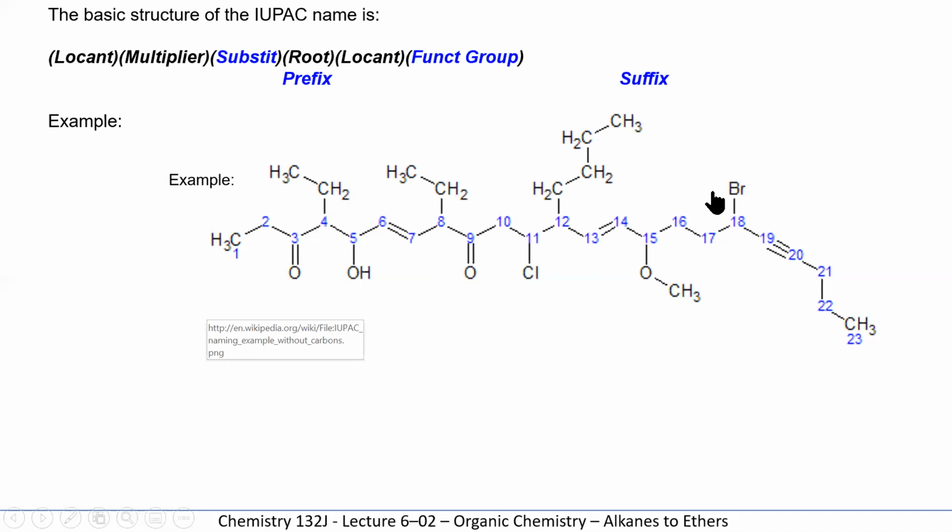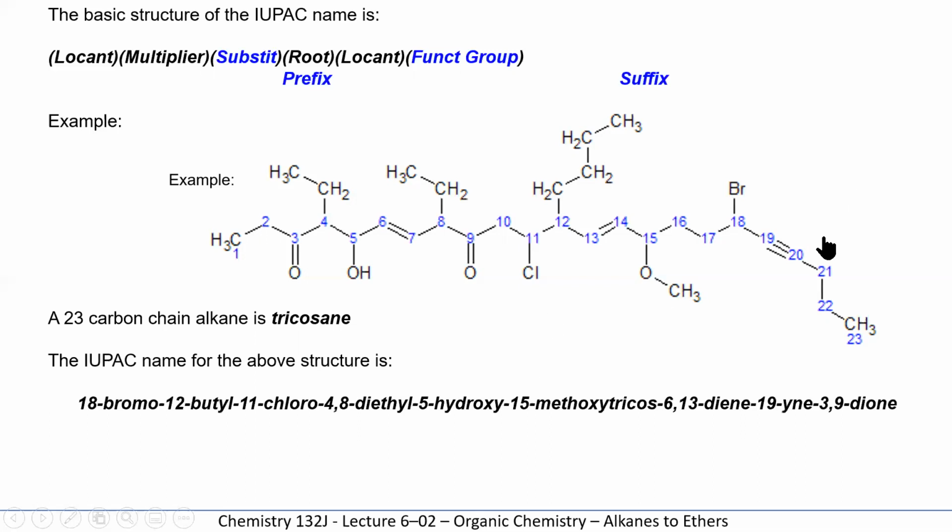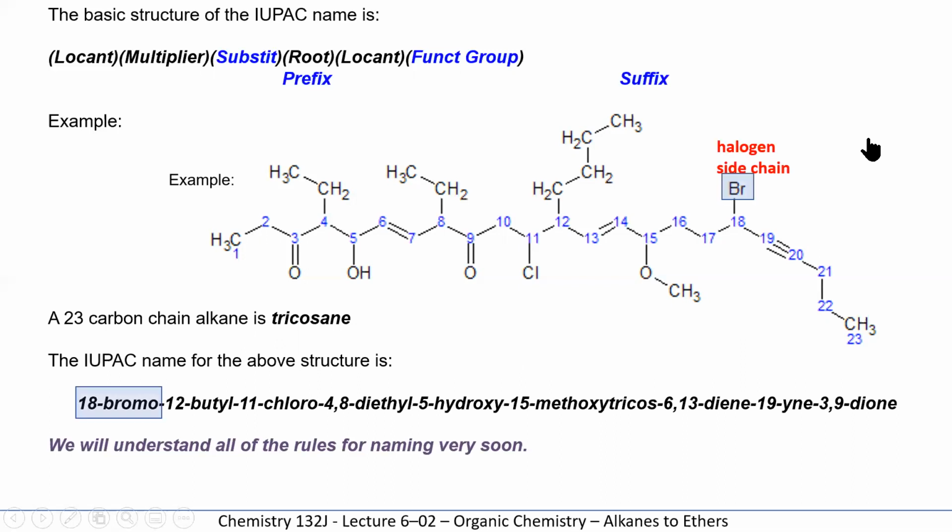There's a chloro and a bromo. Just to show you here, if it's a 23-carbon chain, we call it a tricosane. Cos is for 20, tri means 3. So the parent chain is 23 carbons long. So the name for this, here it is. It's a mouthful. So we're going to understand how these work, and I'm just going to show you here.